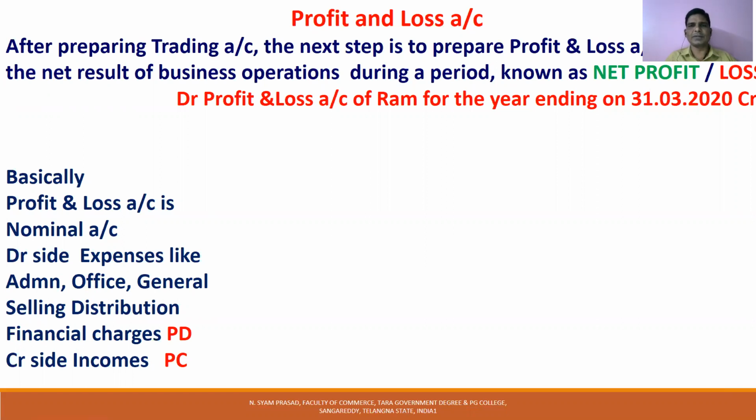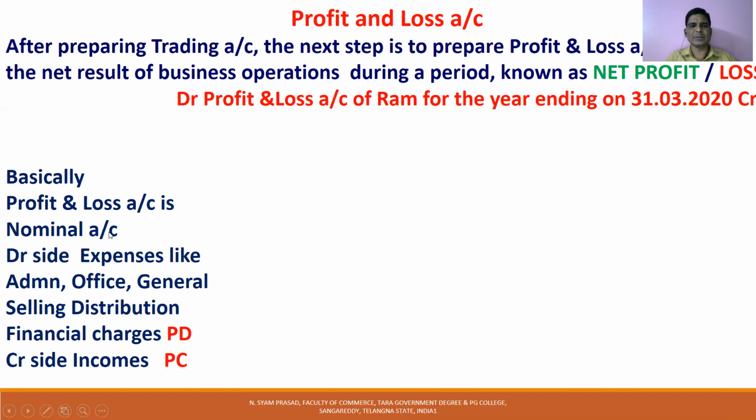Simply, net profit means when the credit side of profit and loss account, that is PCs, is more than PDs, that is the profit and loss account debit side, obviously we are going to get net profit. That means income is more than expenditure. If expenses, that is PDs, are more than PCs, obviously we are going to get net loss. This you have to remember.